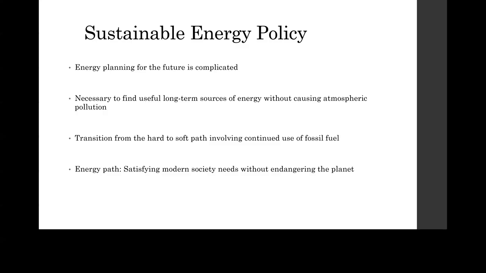So we also have to reduce carbon dioxide and air pollutants, so we have to use much less fossil fuel. Energy planning for the future is complicated, and it is necessary to find a useful long-term source of energy without causing atmospheric pollution. A transition from the hard to the soft path involves continued use of fossil fuel. This is unfortunate, but we try to avoid coal and use natural gas, which produces less carbon dioxide compared with coal. And the energy path has to satisfy modern society's needs without endangering the planet. So these are pretty complicated processes.